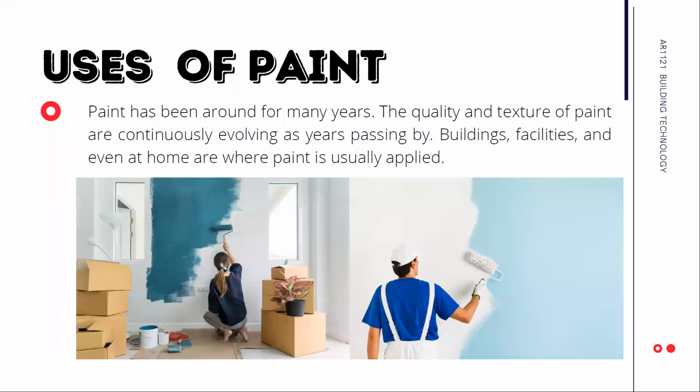Next slide. Uses of paint. Paint has been around for many years. The quality and texture of paint are continuously evolving as years pass by. Buildings, facilities, and even homes are where paint is usually applied. Next slide.